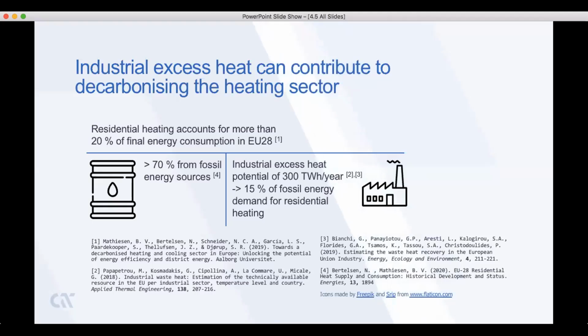The use of excess heat from industrial processes can contribute to societal targets for greenhouse gas reductions and energy efficiency. For example, several studies indicate that the technical potential for excess heat delivery from industry in the European Union is about 300 terawatt-hours per year, an amount that would be enough to replace more than 15% of the fossil energy demand in the residential heating sector, which accounts for more than 1/5 of the primary energy consumption in the European Union.